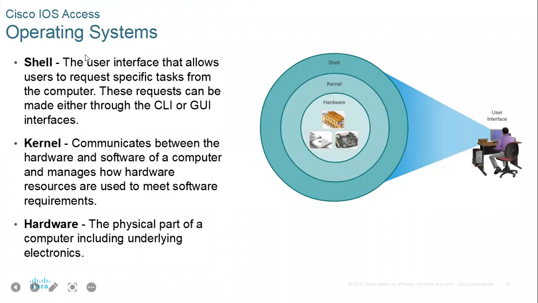The operating system, the shell, that user interface, allows you to request specific tasks from the computer. So that's this part here. Then you have the kernel that communicates between the hardware and the software. And of course, you have the hardware, the physical part. Most of the time, you're going to be seeing the hardware part. So the GUI or the CLI, you could use that to actually know what is happening within your hardware.